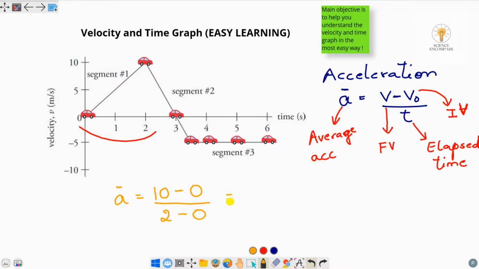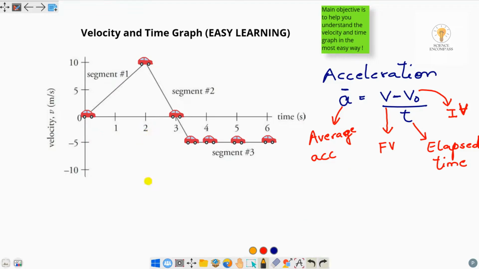Okay. Oh, by the way, you can write the units as well. Let's not forget that. So this is meter per second, and this would be in seconds. Just to keep everything consistent, we can write the units as well. And then when we do the math, we get the answer as 5 meter per second square. So this is your average acceleration. The car is accelerating at 5 meters per second square between the time period 0 and 2 seconds.